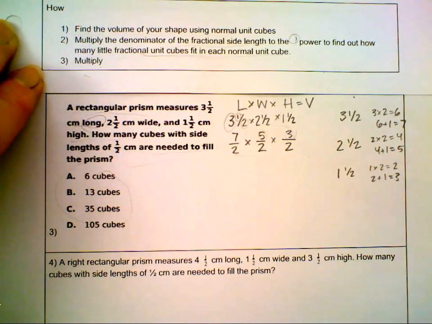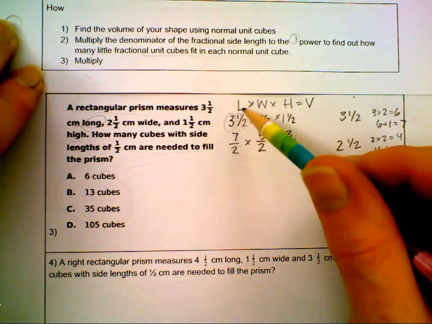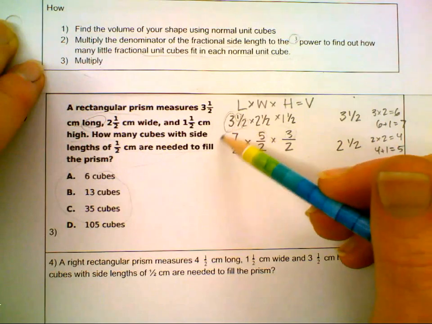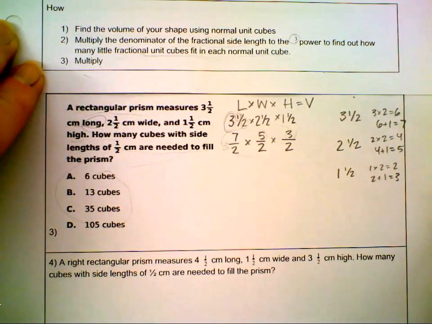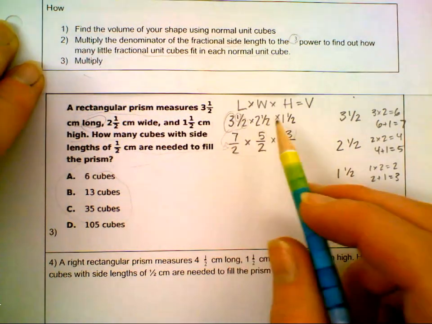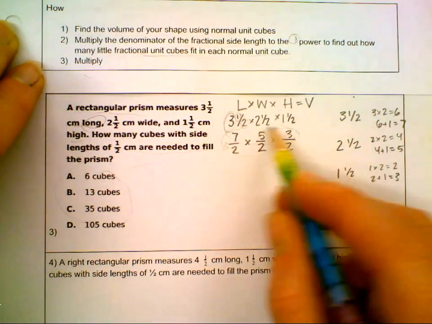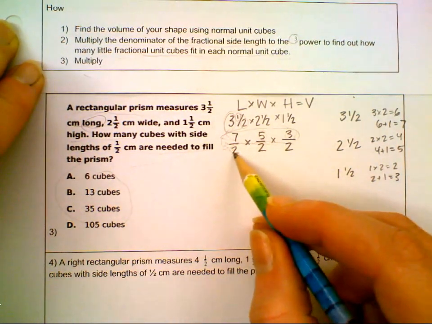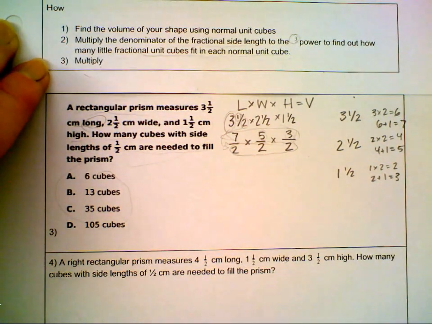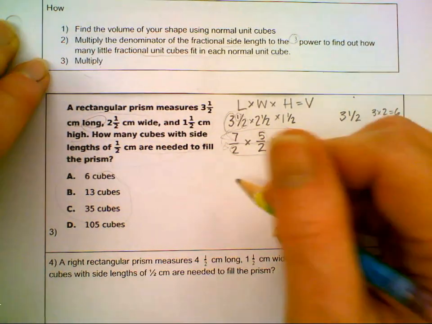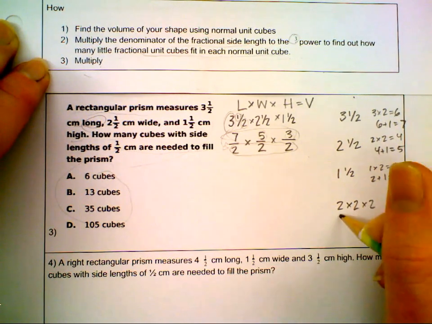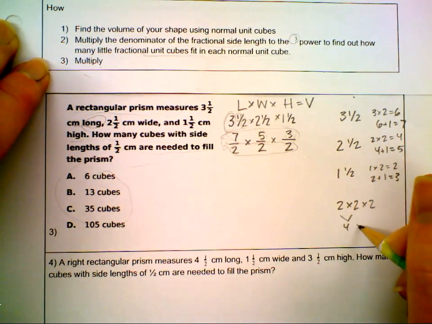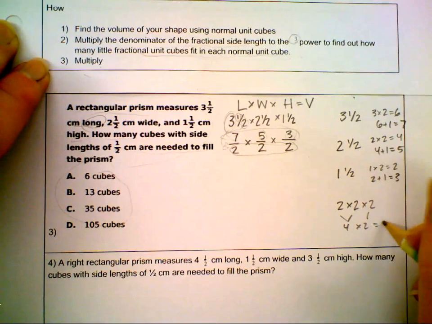But what is important right now is that we have converted our mixed numbers into improper fractions. So now it's easier to multiply. Our next step is a little bit tricky, because now we have to multiply 7 times 5 times 3, our numerators, and then 2 times 2 times 2, our denominators. 2 times 2 times 2 is going to be a little bit easier, so I'm going to do that first. I know 2 times 2 is 4. 4 times 2 equals 8. So my new denominator is going to be 8.